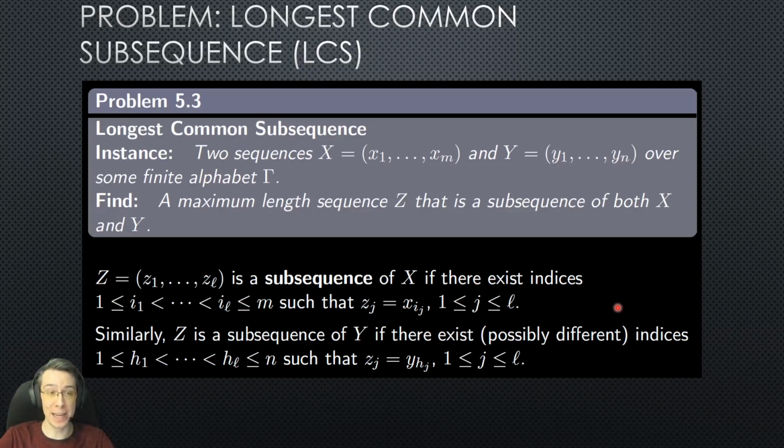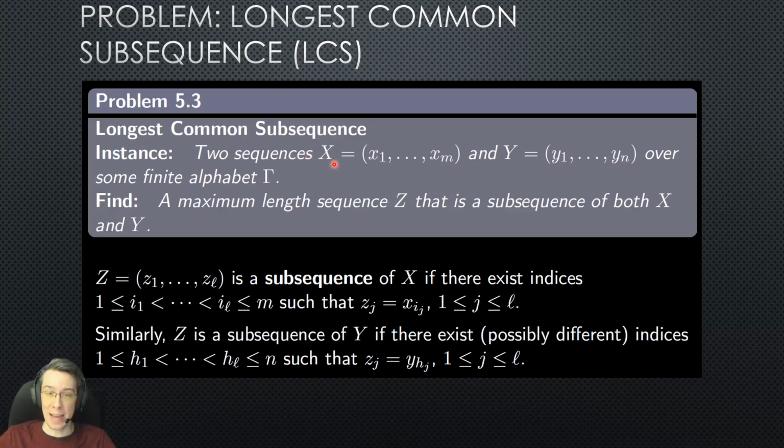problem, or the LCS problem. So what's the longest common subsequence? Well, an input instance is going to consist of two strings, x and y. We'll call them sequences, but there's no real difference between a sequence and a string. A string is just an array of characters, and a sequence is an ordered array.